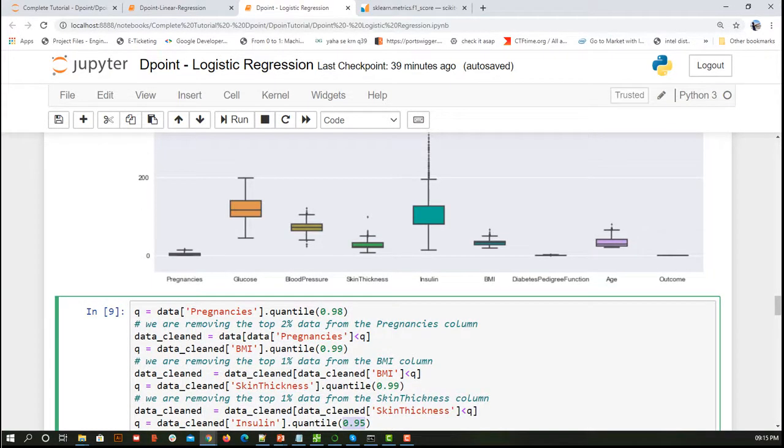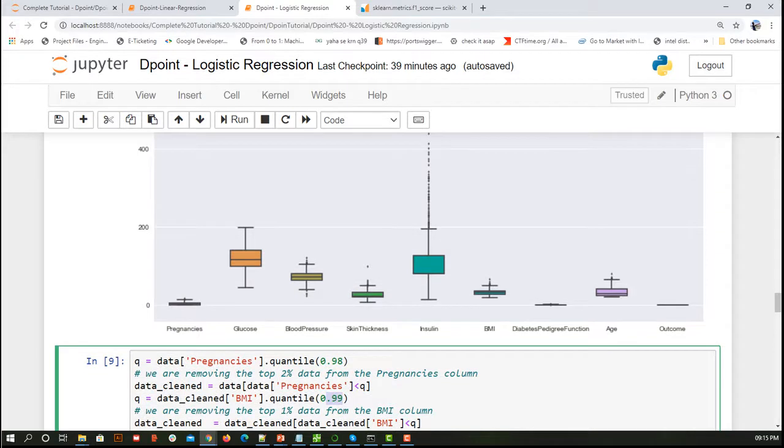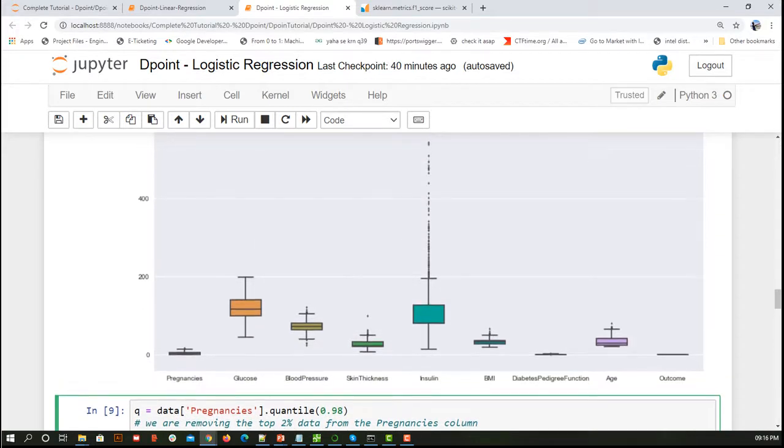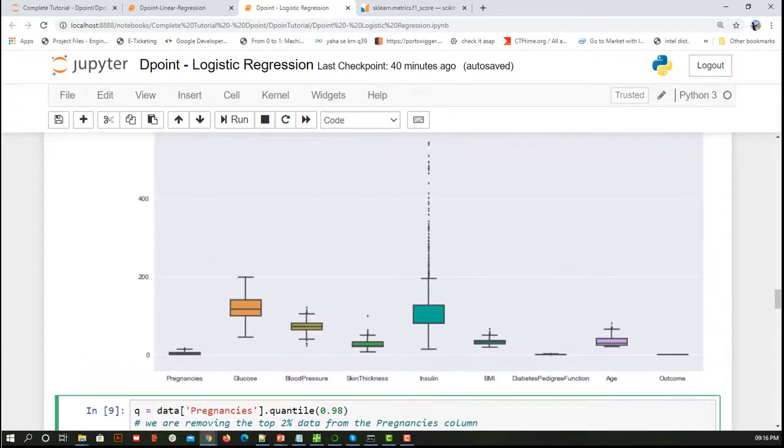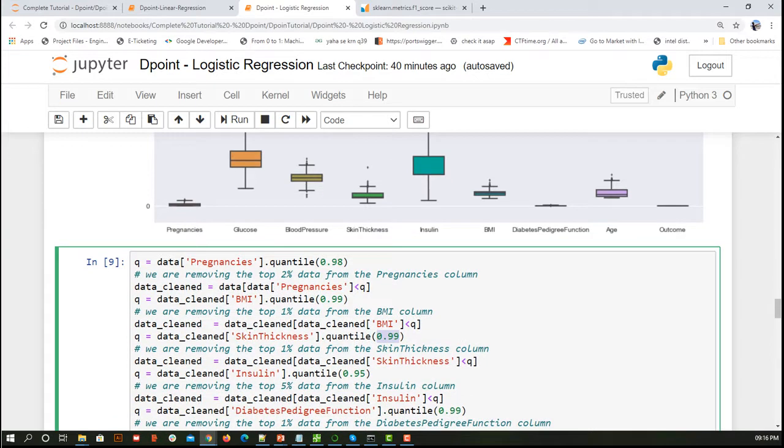Now you can ask how I came to know that I have to use only the 95 percentile, because for some I have used 98 percentile, and for some I have used 99 percentile. I can come to a conclusion based on the points. Here I can see only 1 point. What does that mean? That there is a very small number of outliers present in the skin thickness. So for skin thickness I am taking the 99 percentile of data. For insulin there are too many points above the maximum, that is, too many outliers. So for insulin I am going to consider the 95 percentile.